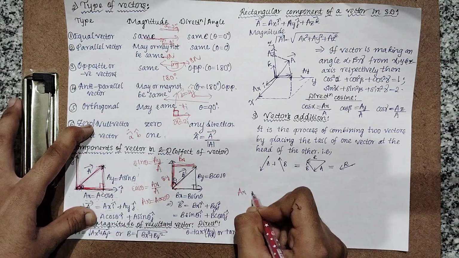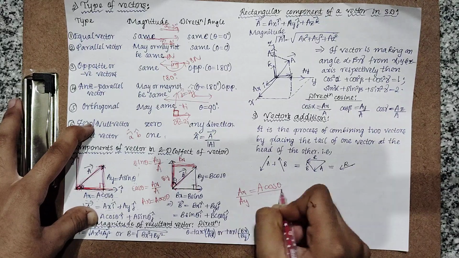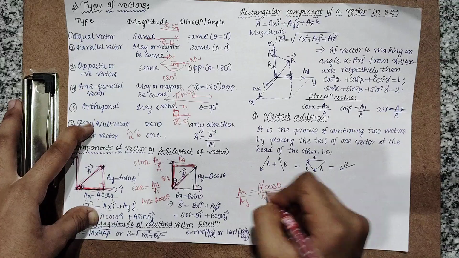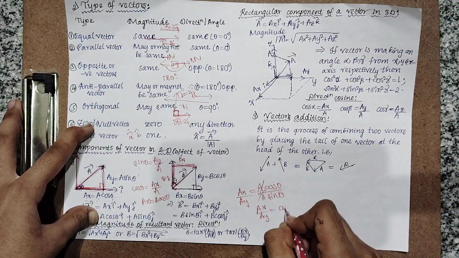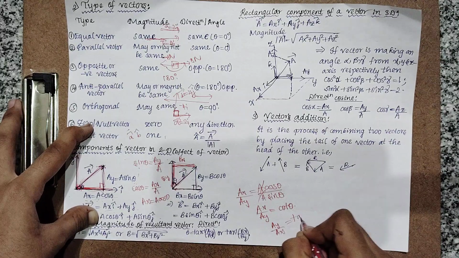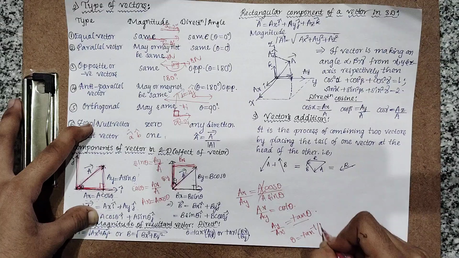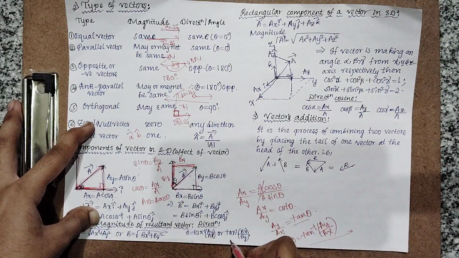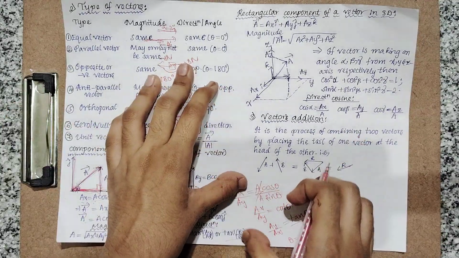You simply divide these both. Here you have ax equal to a cos theta and ay equal to a sin theta. You simply divide them. Now ax by ay is equal to cot theta, which means ay by ax will be equal to tan theta. So here theta will be equal to tan inverse of ay by ax. Similarly, in this case your theta will be equal to tan inverse of bx by by.